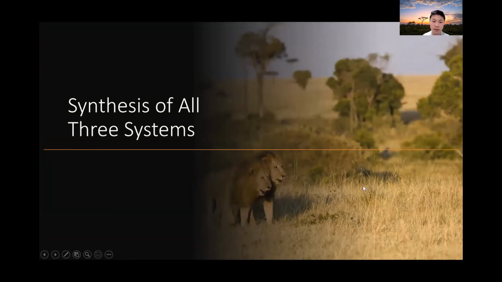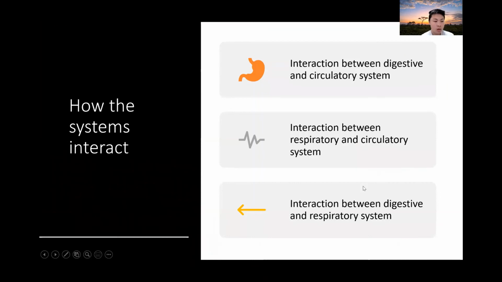Synthesis of all 3 systems. So, interaction between the digestive and circulatory systems. The digestive and circulatory systems interact throughout the body. For example, in order for a lion's stomach to work, it needs fresh oxygen for cellular respiration to gain energy. Another example is that the nutrients the lion absorbs go into the bloodstream and travel throughout the body.